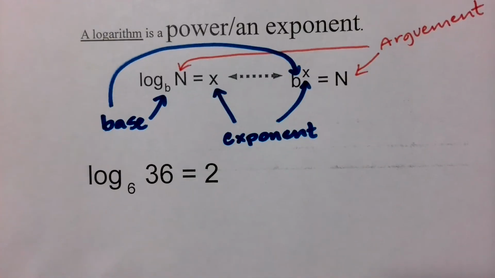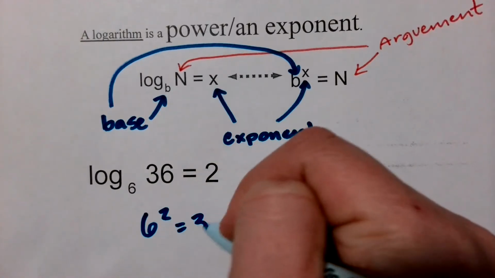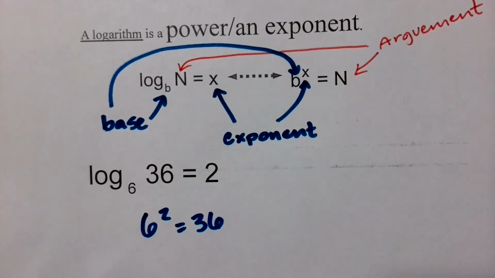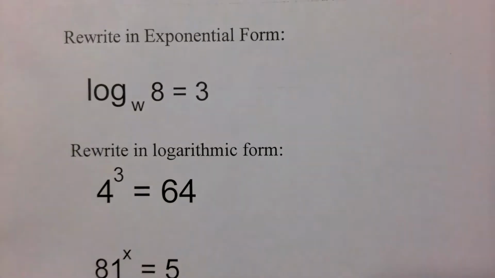Okay, so if we are rewriting from logarithmic to exponential form, then the answer to this log is 2, and that is the exponent. We're saying 6 to the 2nd power equals 36. It's a lot easier to deal with when you have all numbers though. If you're trying to rewrite into exponential form and you don't have all numbers where you can confirm that that is true, then we have to know how logs work.